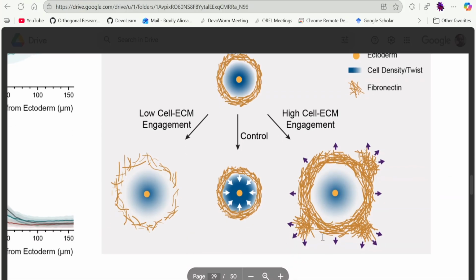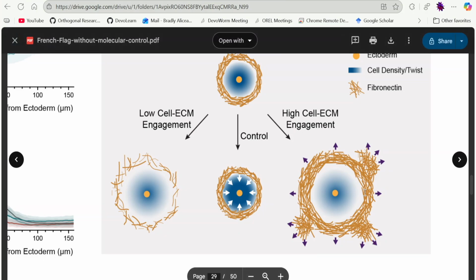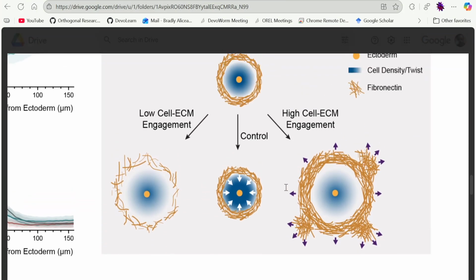So they can model this for average levels of extracellular matrix engagement, low cell extracellular matrix engagement, and high cell extracellular matrix engagement. And it just shows you the results of that. So the extracellular matrix is playing an important organizing role here.